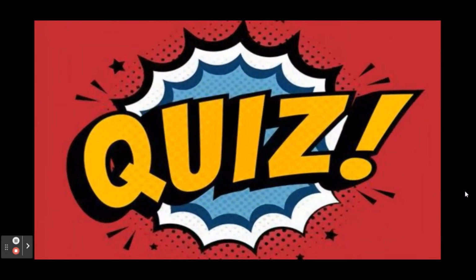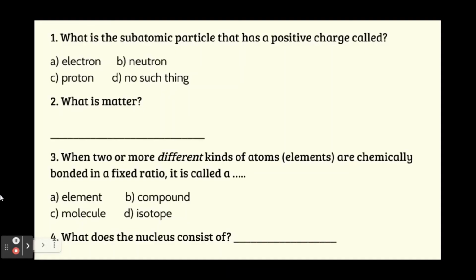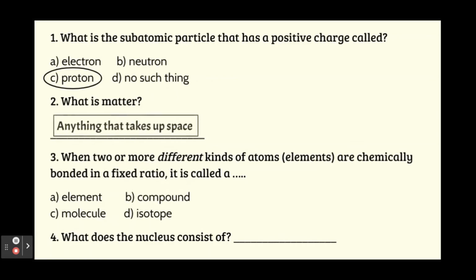All right, now for just a very little quiz. So question 1, what is the subatomic particle that has a positive charge called? The answer is C, proton. So an electron has a negative charge, a neutron has no charge, and a proton has a positive charge, and D doesn't make sense. Number 2, what is matter? So matter is anything that takes up space.